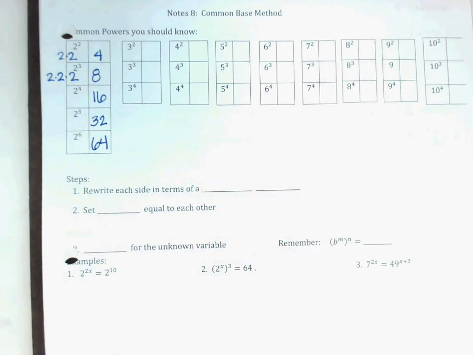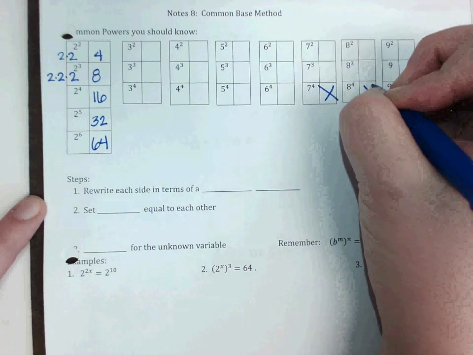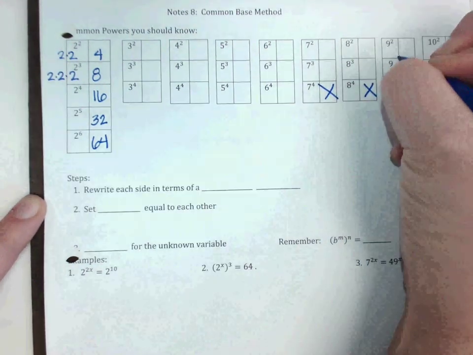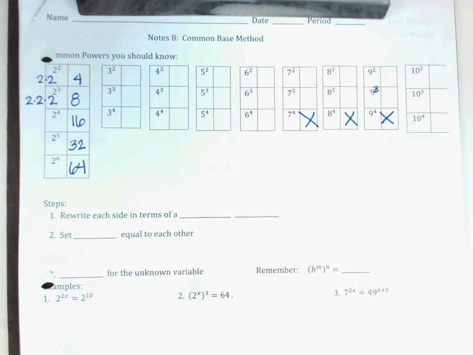64. Now, I only need you to find the ones I'm not Xing out. You're never going to use those. The numbers get really big. Okay? So, let's start with 3 for our next one.